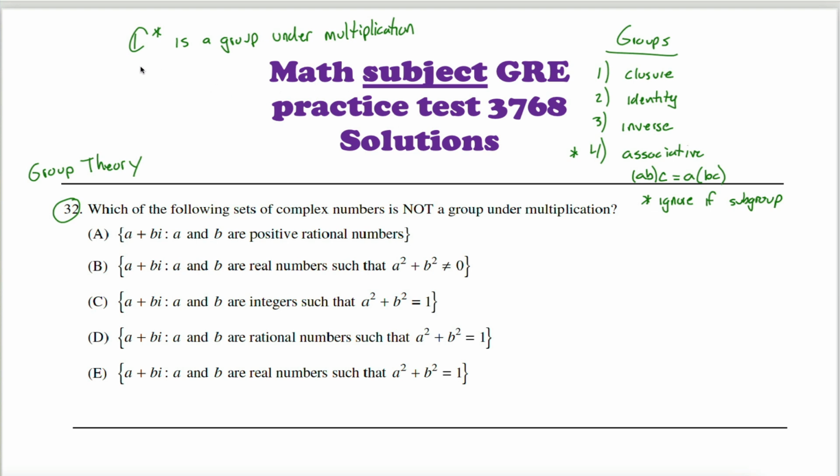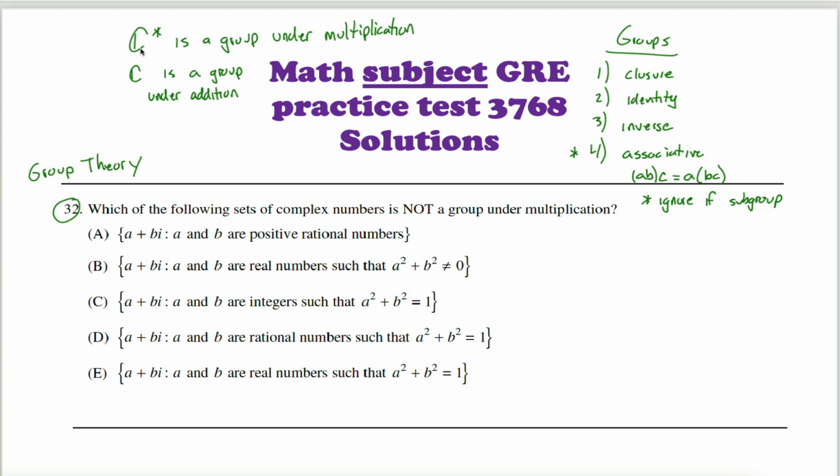Not really relevant to this problem, but all complex numbers, non-zero or otherwise, is also a group, but not under multiplication, under addition. This set's not a group under multiplication because the element 0 doesn't have an inverse. There's nothing you can multiply 0 by to get 1 as the answer.